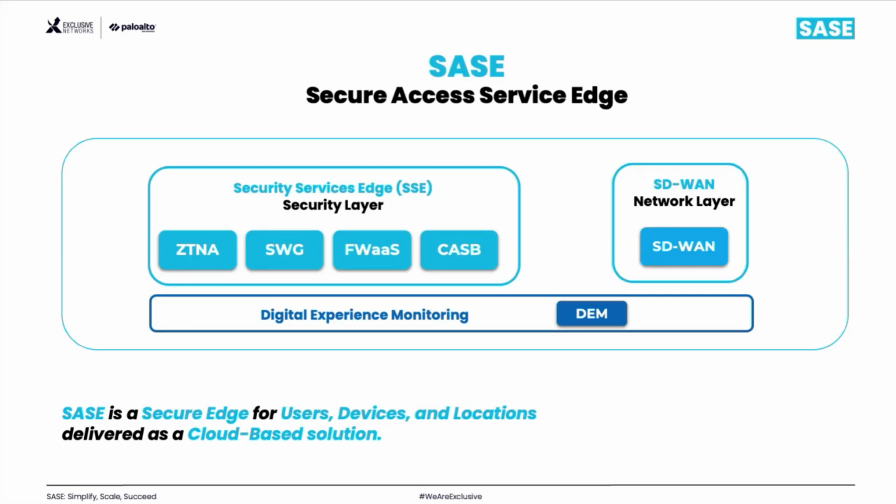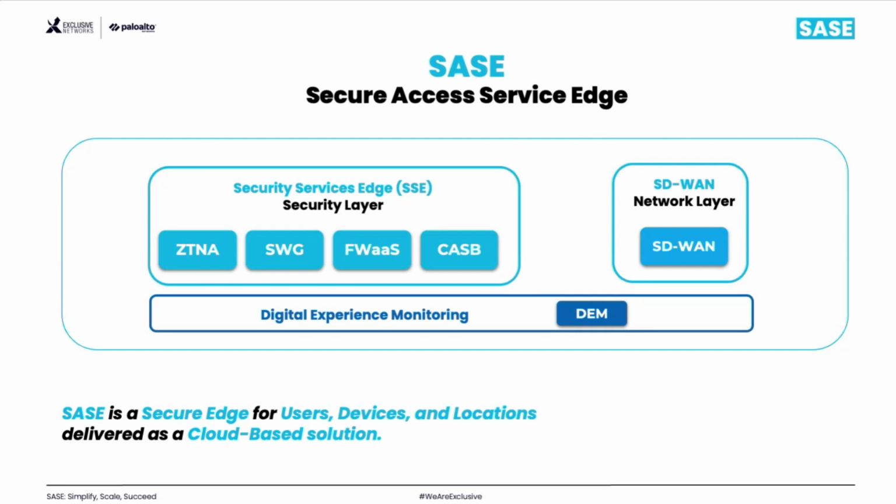So SASE is two main components. We have a security layer, also known as SSE, Secure Service Edge. Then we also have a network layer, where the main component is SD-WAN, to make sure we can optimize the network connectivity. And then we have a third layer that has been introduced like a year ago. It is known as digital experience monitoring. And it's meant to make sure that we can monitor the user experience within our SASE environment.